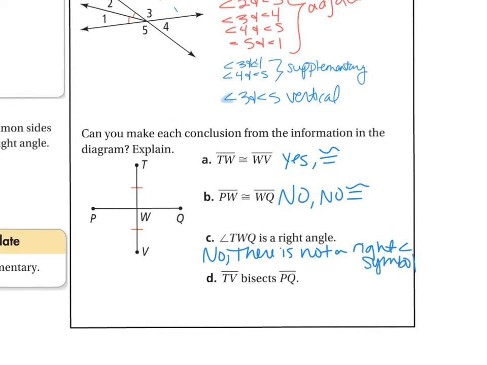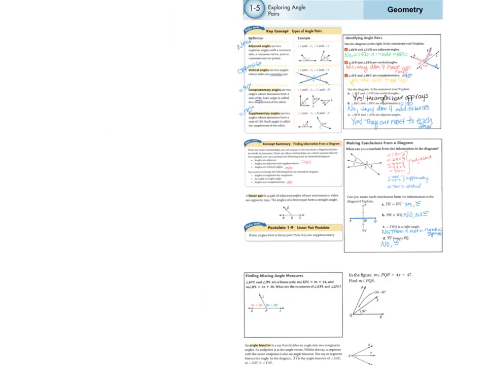And then TV bisects PQ. Think, what does the word bisect mean? It means it cuts it in half. So does TV cut PQ in half? Well, we don't know if PQ is cut in half, so there's not enough. No, we would know if there was a congruent symbol, and since there's no congruent symbol, we don't know.